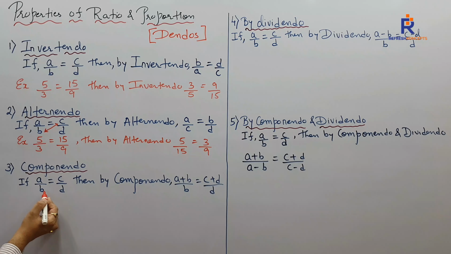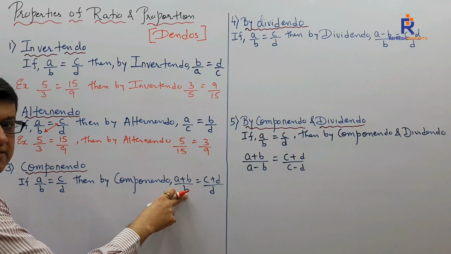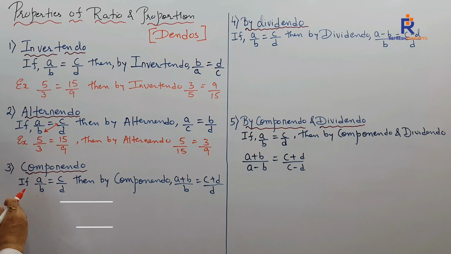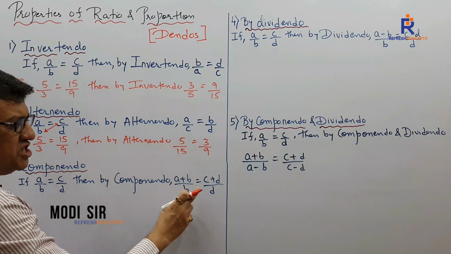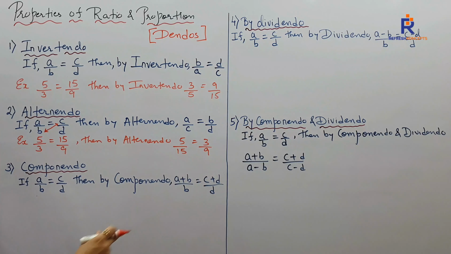So if you look at the ratio which is given to us, what are we doing? We are adding the denominator to the numerator, by denominator. Check it out: numerator plus denominator by denominator. Whatever we do on the LHS part, the same thing has to be done on the RHS part also. So it is C plus D by D, numerator plus denominator by denominator. Right? First, let me show you the example, and then I'll show you how this particular thing came.